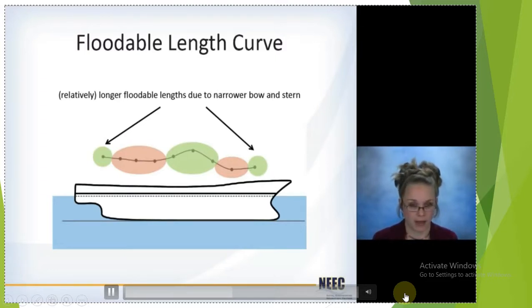This is because the bow and the stern of the ship are narrower than the middle part of the ship, the mid-body. It really goes back to a calculation involving volume, right? So if you have length times width, well, if your width is much less, then you can get away with a longer length.